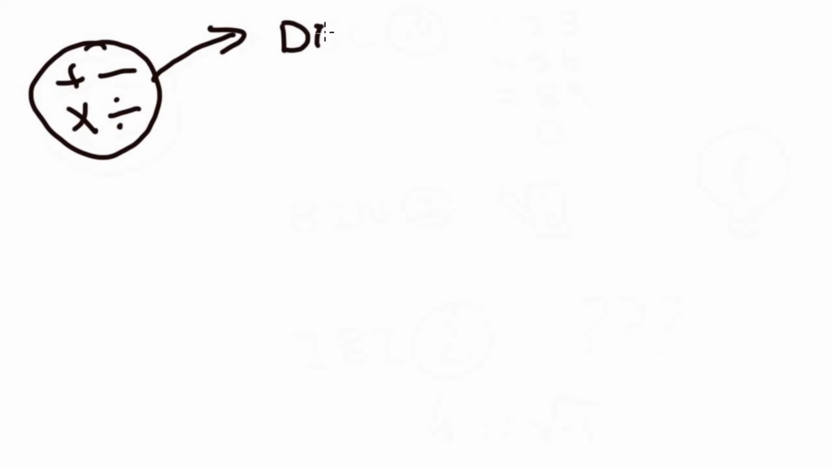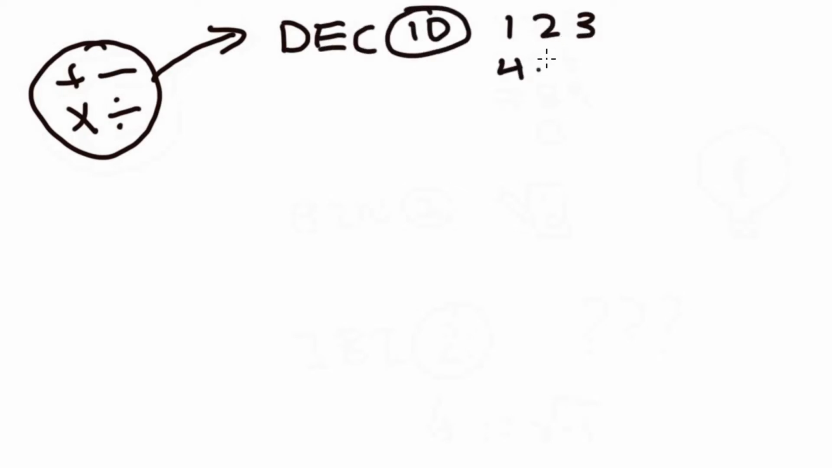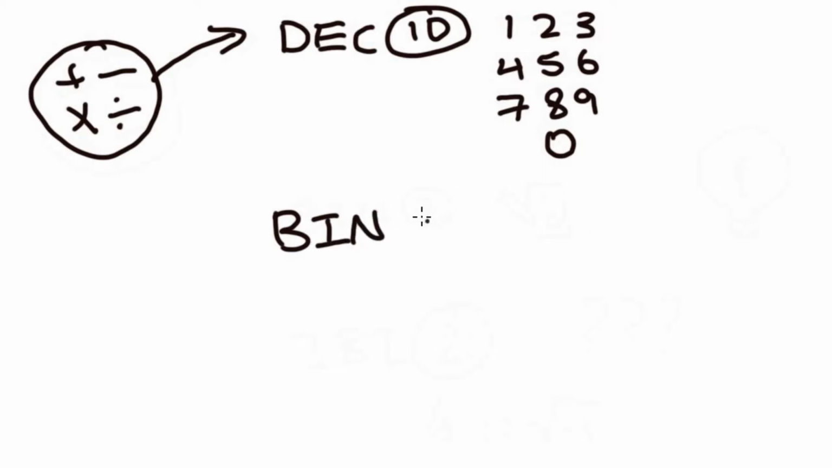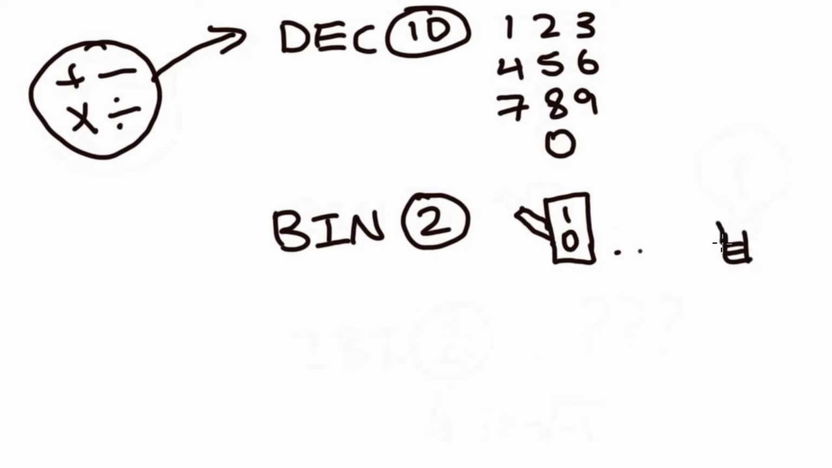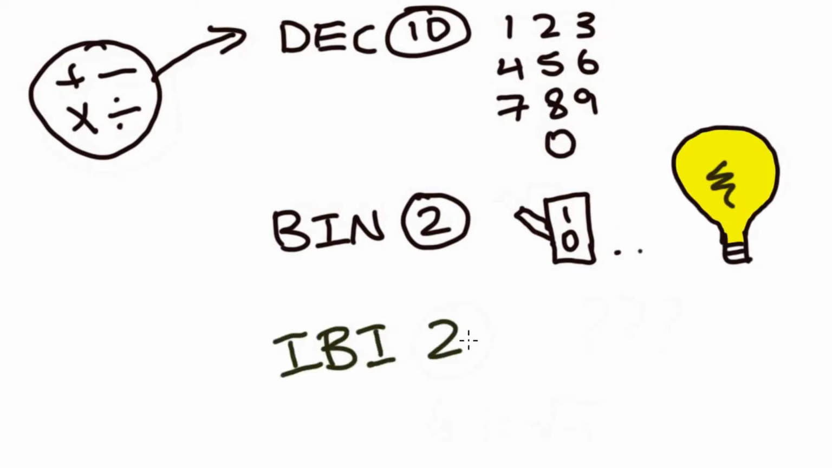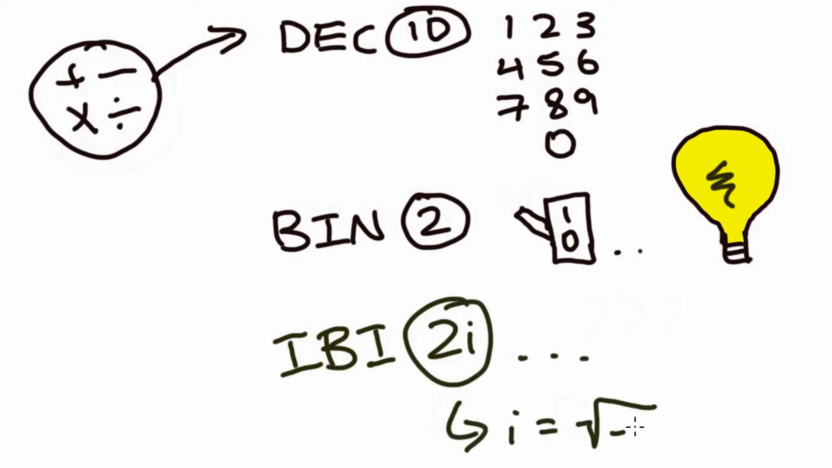We usually use something called the decimal system, or base 10. That means 10 digits, 0 through 9. You may have also heard of something called binary, or base 2. Binary uses only 2 digits, 0 and 1, but can express all the same number values as base 10. IBI is base 2i, i being the square root of -1. But how does that work?